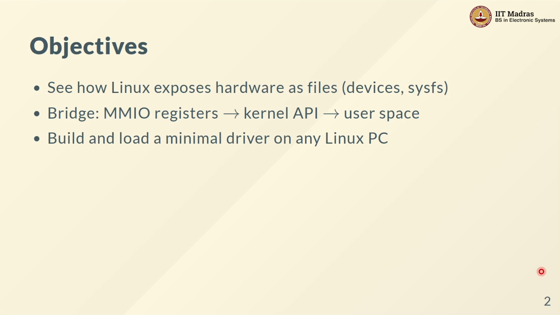So the objectives, broadly: we are going to see how Linux exposes hardware in the form of files. In other words, from the programmer's point of view, things look like files. At the back end, of course, it is some specialized kind of hardware that's running. And the bridge between these two works through memory mapped I/O, which we have been discussing, with memory maps and address spaces and so on. What we want to do is understand how those memory mapped I/O registers get mapped through a kernel programming interface, the API, the application programming interface, into what's called the user space.